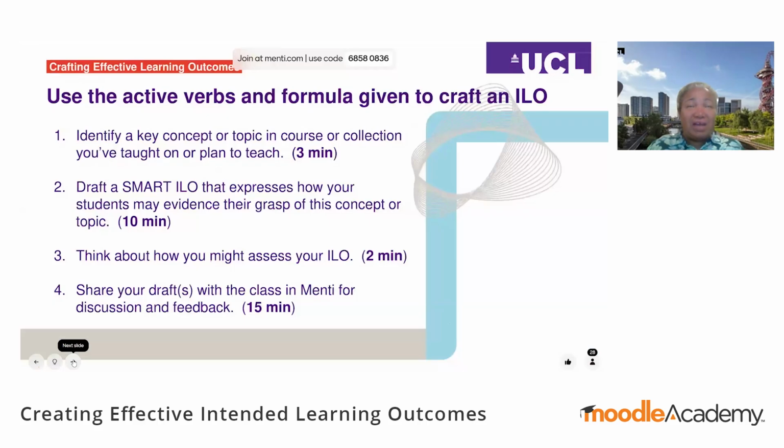And to test that you can, in fact, do those things, here's your last activity for this workshop. So what I want you to do now is to think about a key concept or topic in a course that you're either planning to teach, proposing to design, or are currently teaching, and then try and draft a SMART intended learning outcome for that concept or topic. And this SMART outcome should express how students can show you their grasp of the topic or concept.